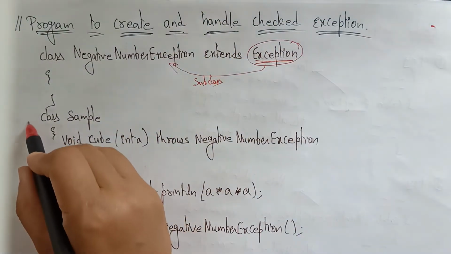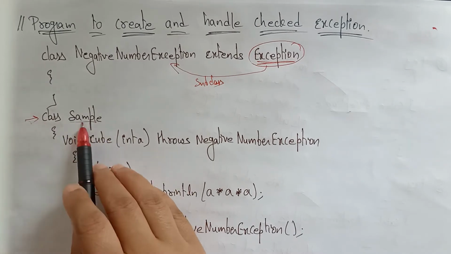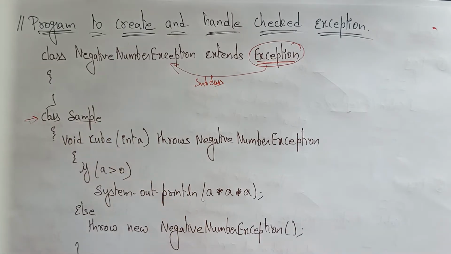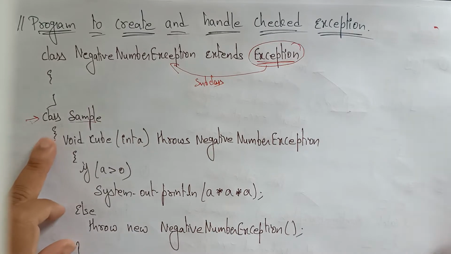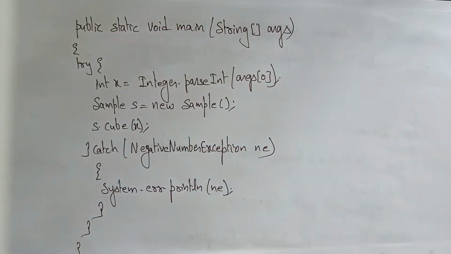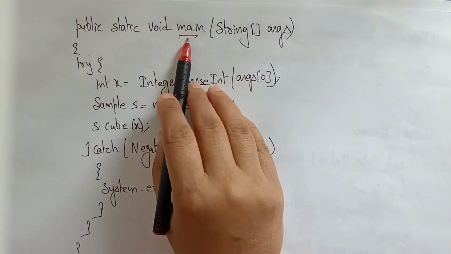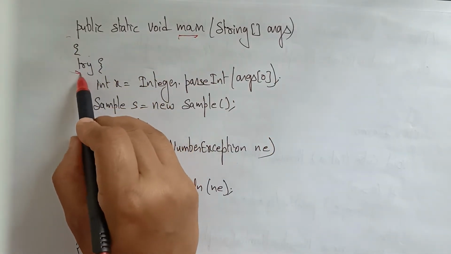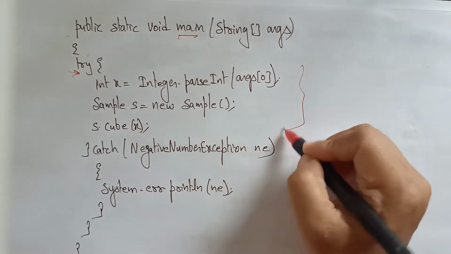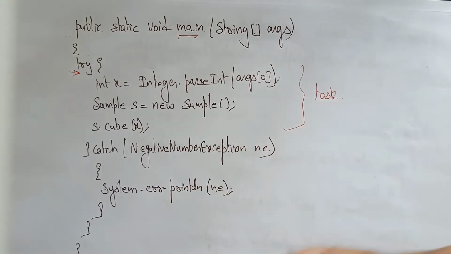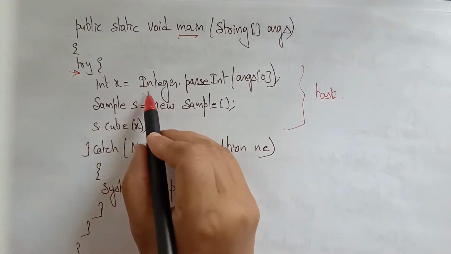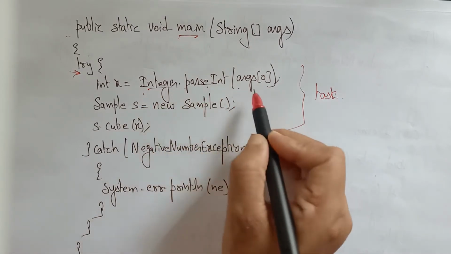So the class Sample is loaded, open brace executed. Whenever the open brace is executed, the controller will go to the main method. First it loads the main method. So the main method comes to the try block. The try block introduces a task. So what task has to be performed? Integer.parseInt(args[0]).